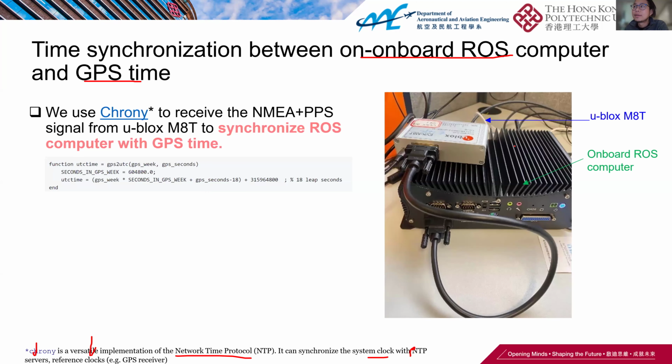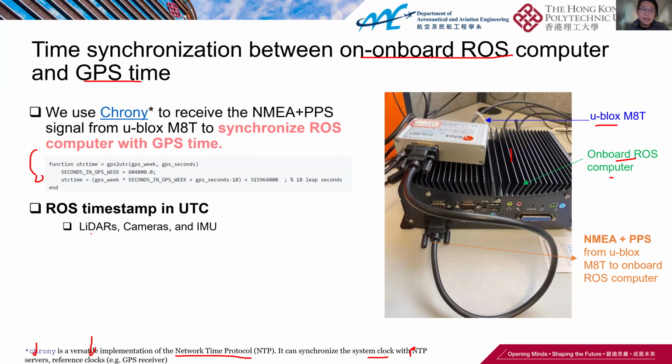So how do we do it? We have the UrbanNav u-blox receiver on the onboard ROS computer. This is the onboard ROS computer. Basically, we're just using the NMEA plus PPS from u-blox attached to the onboard computer and making use of Chrony to achieve this. We also provide a function for those of you who are not so familiar with the time conversion between UTC and GPS time. So we have this function here.